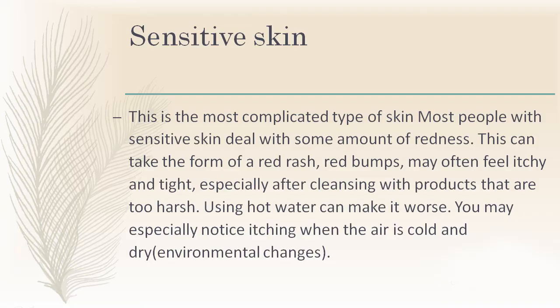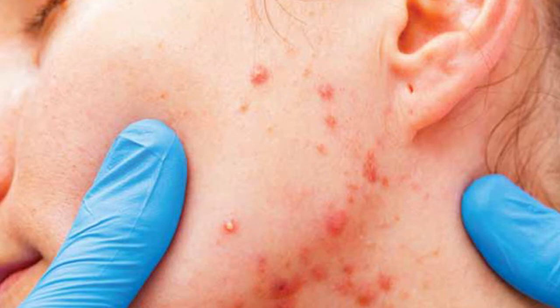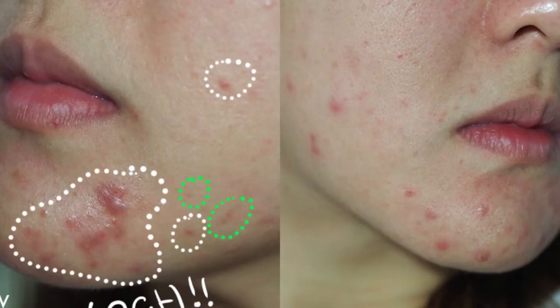Last but not least, if you're a sensitive skin type of person, this is the most complicated type of skin. Most people with sensitive skin deal with some amount of redness. This can take the form of a red rash or red bumps, and the skin may often feel itchy and tight, especially after cleansing with products that are too harsh. Using hot water can make it worse. You may especially notice itching when the air is cold and dry. This means when you experience some environmental changes.